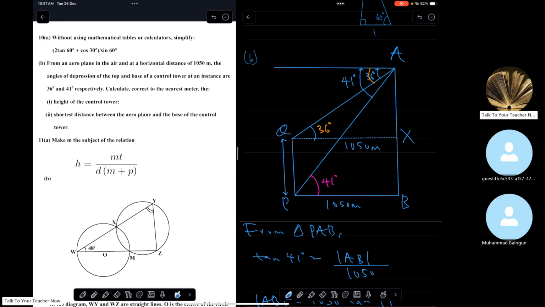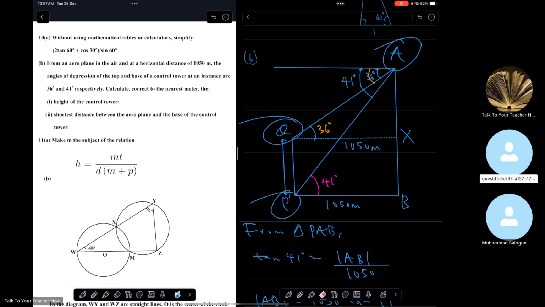The shortest distance between the aeroplane and the base of the tower. Tell me the lane. No, that's not correct. Which one is the aeroplane? Which one is the base? No, the aeroplane is at A now. The base of the tower is P. The top of the tower is Q. And the point on the ground exactly is B. The question is, what is the shortest distance between the aeroplane and the base of the tower?